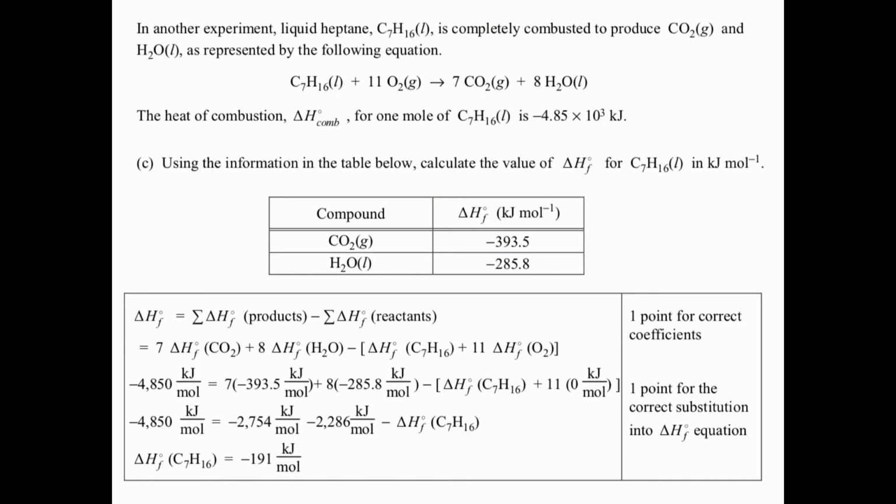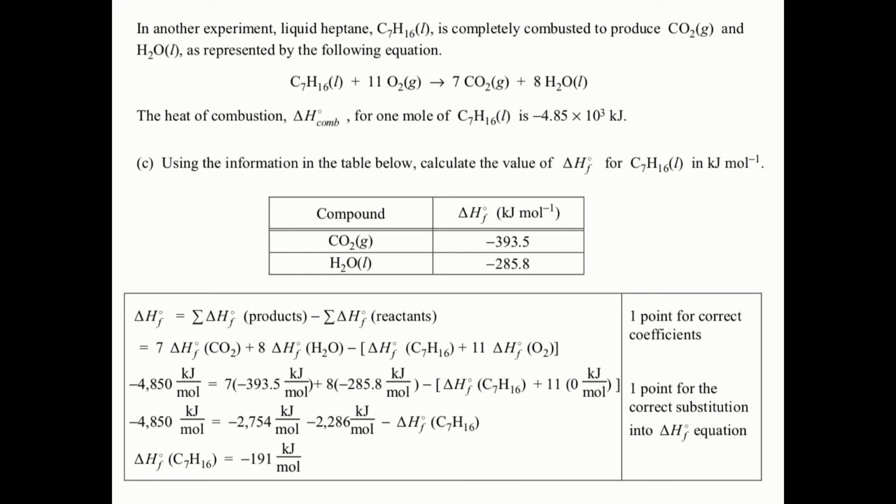That equals one of my products, which is carbon dioxide, so 7 times the heat of formation of carbon dioxide plus 8 times the heat of formation of water minus the heat of formation of C7H16 minus, because remember the minus distributes, well that's just 0 anyways. Okay, so when you actually solve and calculate this, you get negative 191 kilojoules per mole.